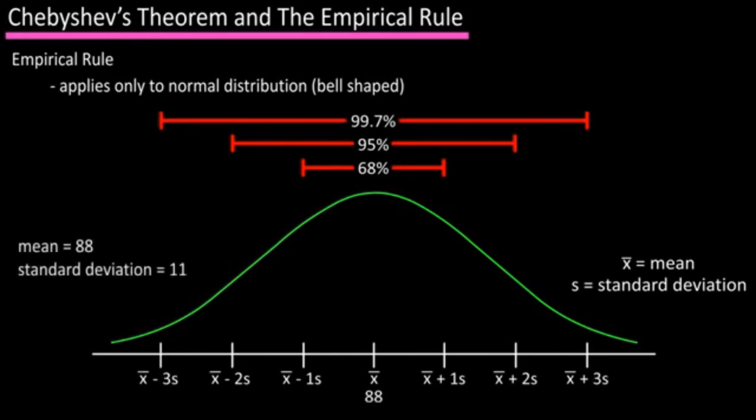So if we have a data set with a mean of 88 and a standard deviation of 11, approximately 68% of all data values will lie between 77 and 99, or within 1 standard deviation of the mean. And approximately 95% of the data values will lie between 66 and 110, or within 2 standard deviations of the mean. And approximately 99.7% of the data values will lie between 55 and 121, which is within 3 standard deviations of the mean.